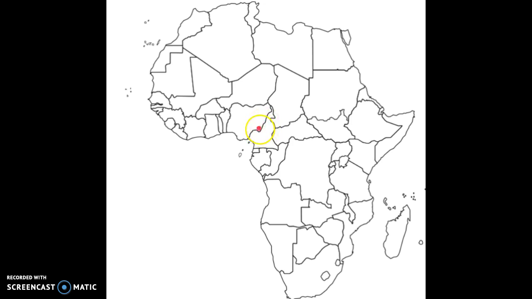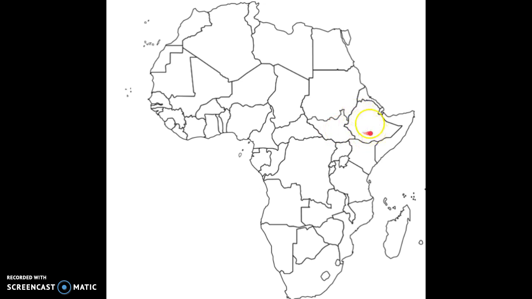So then below Nigeria, we have Cameroon. And to the right of Cameroon, we have the Central African Republic, or the CAR. So the way that I usually remember it is that the CAR is in the center of Africa, the Central African Republic Center. So next to the CAR is South Sudan. This was once a part of Sudan, but it broke off and became its own country.